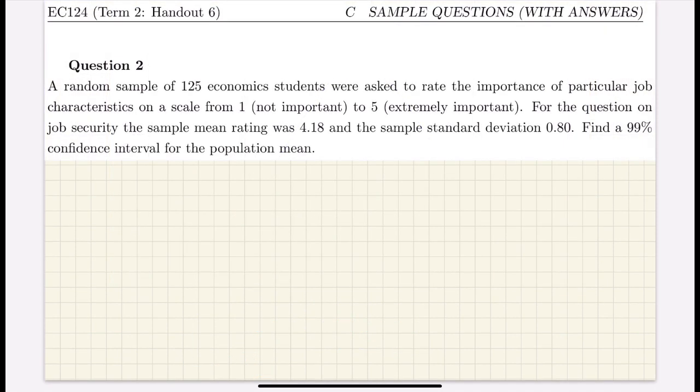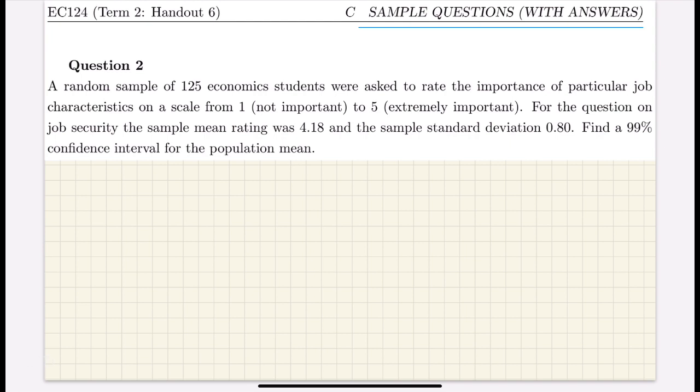Okay, so now let's start to apply this knowledge in a real question that you might have. This question is from the term 2 handout 6, which is provided by Jeremy Smith on Moodle, and these are the last pages in your handout. He gives you a lot of sample questions with the answers, and I think it's worth practicing these questions prior to exams, or just to get a better grasp of this concept. So let's start with this question.